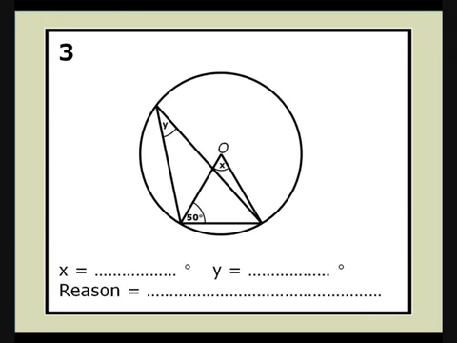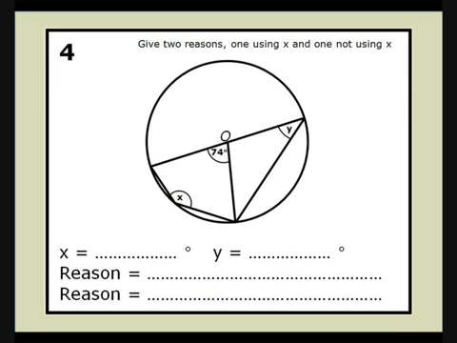Question 3. Firstly, the triangle with x and 50 is isosceles, since two of the sides are radii of the circle. Two of the angles are 50 degrees, so x is 80 degrees. For y, we have our arrowhead in one of its disguises. X is the angle at the centre, and y is the angle at the circumference, so y is half of x. Y is 40 degrees, therefore, and our reason is that the angle at the centre is double the angle at the circumference.